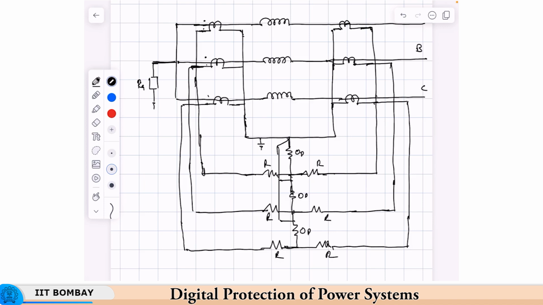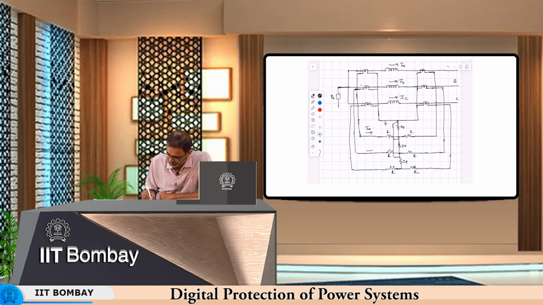So if you have IA, IB and IC, you will have IA, IB and IC, and this convention will also be similar. These are the dots here. So since it enters here, it will be leaving from here. Okay, so same direction here, IA, if there is no internal fault, of course, IA, IB and IC.